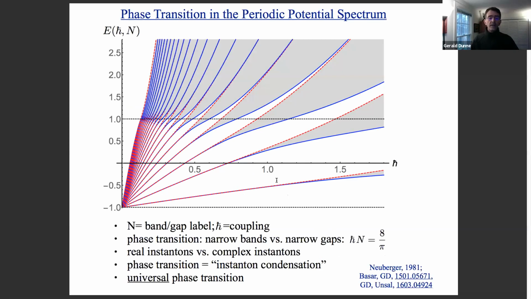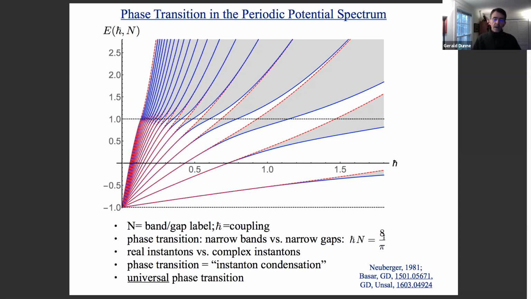So here's the coupling ħ. Here's the energy as a function of both ħ and the band label N. So this is the lowest band, first band, second band, third band. So when ħ is small, or you're deep inside the well, so this is a cosine potential going from -1 to 1, the bands are exponentially narrow. And this one-instanton approximation is very good. But if you look very high up in the spectrum, way above the top of the potential, of course, the spectrum is roughly continuous and there are very narrow gaps. And in fact, there's a genuine phase transition here between narrow bands and narrow gaps. And the phase transition happens when this 't Hooft variable is something of order 1 in this normalization, 8 over pi.